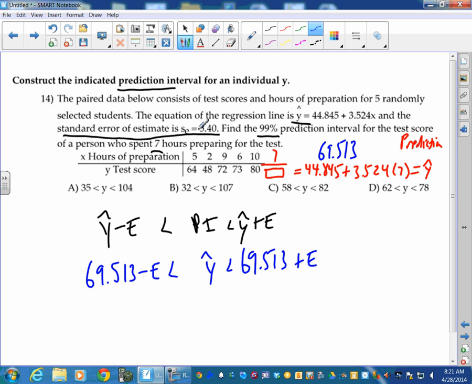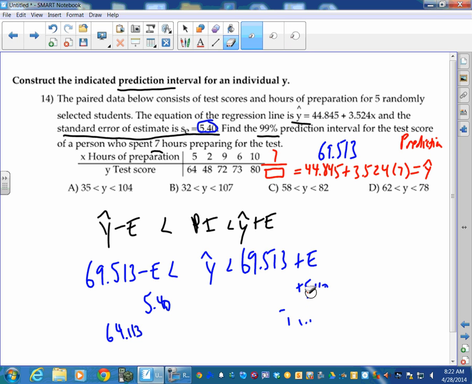Now, before we ran that program, I'm thinking that you might use this number. So what do you get if you subtract 5.40 or add 5.40? If not, we have to go through the long process of finding the t-score, plugging in N and E and all that other stuff. So it's 69.513 minus 5.40, 64.113. What about 69.513 plus 5.4? 74.9. Well, that's not going to get it, so off we go to the program.